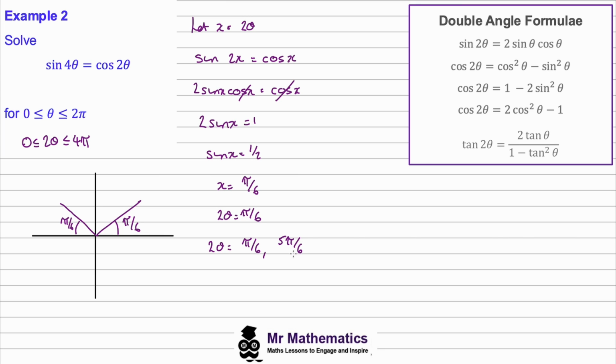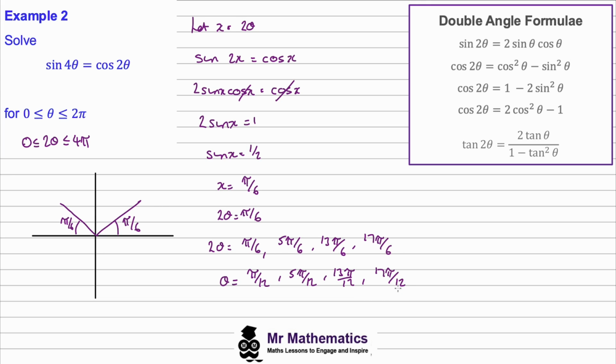But this only takes us up to 2 pi, so we need to go around again. So now we'll have 2 pi plus pi over 6, and then we'll have 3 pi minus pi over 6. These are the solutions to 2 theta, so for theta, we need to divide both sides by 2. We'll get pi over 12, 5 pi over 12, 13 pi over 12, and 17 pi over 12. Okay, so these are our solutions.